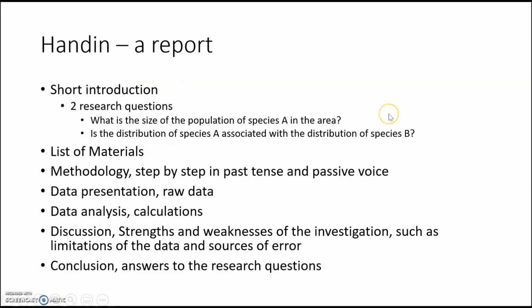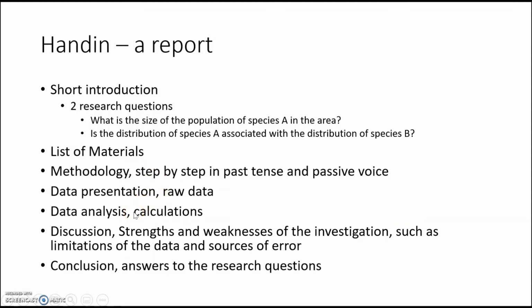What is the size of the population of species A in this site or this area? And is the distribution of species A associated with the distribution of species B? And you decide yourself which species you want to work with, right? So go out, observe the area that you want to work with, and then you decide which species to work with.